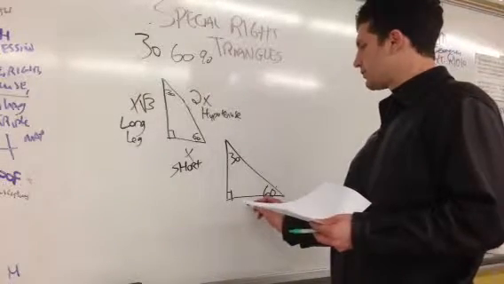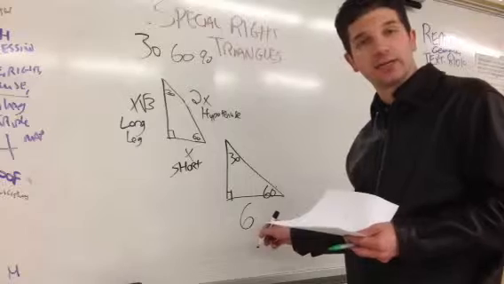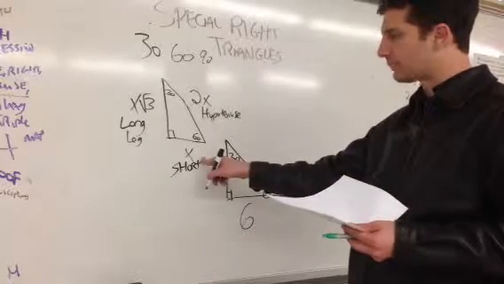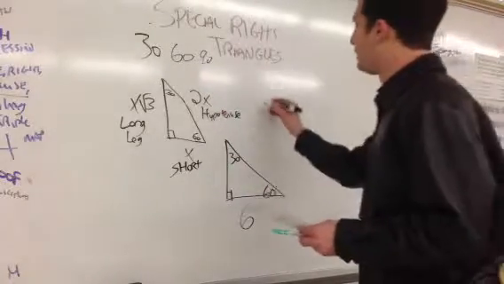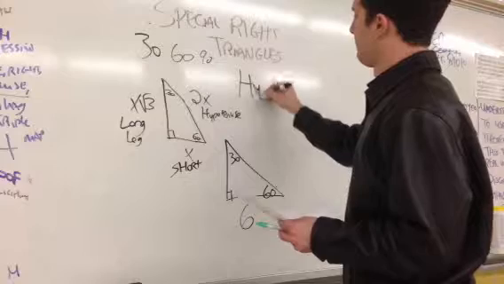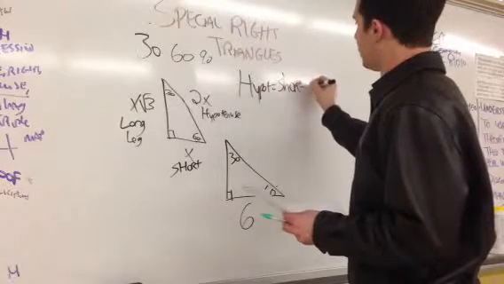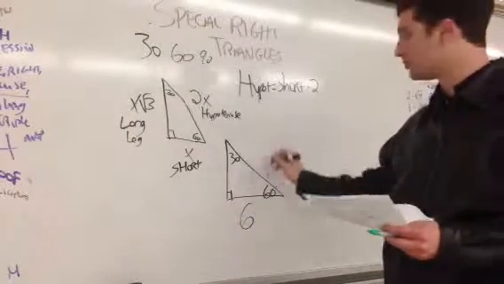Let's say that this is 6. So my short leg is 6, right? My short leg is 6. X is 6, right? My hypotenuse is 2 times that. So hypotenuse equals short leg times 2. So my hypotenuse up here is just 12.